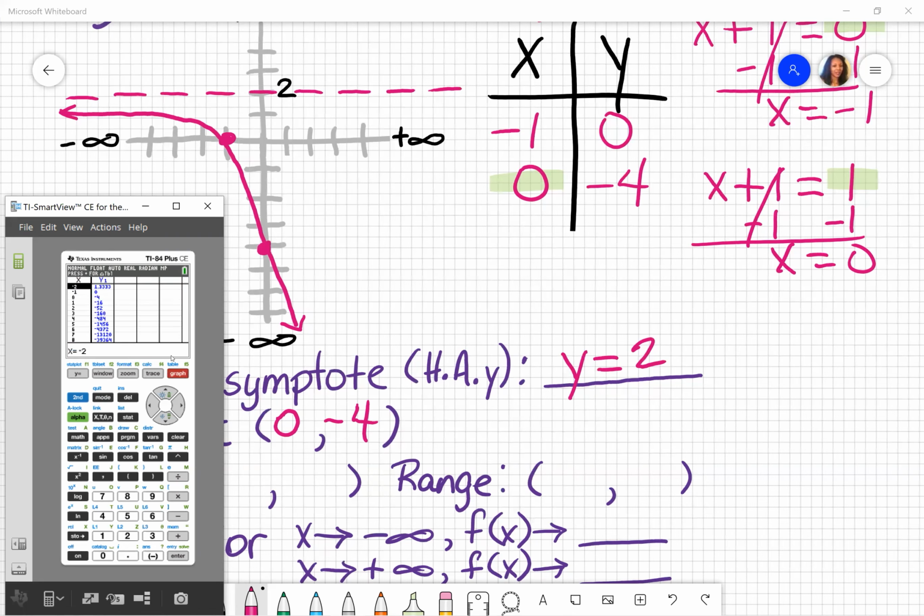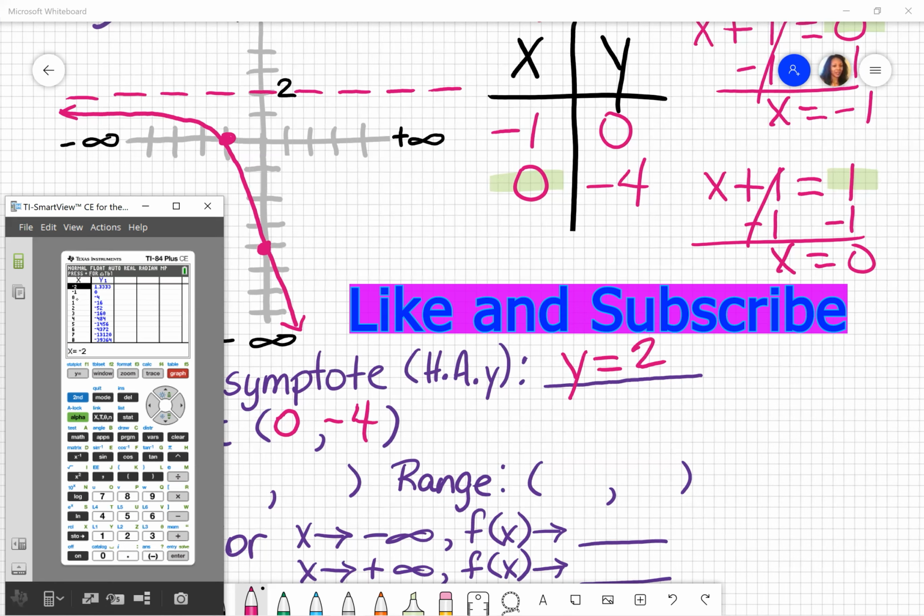The next thing you want to do is go to second and then hit graph again. Above it, it tells you table, which is in blue. And you want to verify that your table is matching what the calculator says. So the calculator does say that x is -1 and y is 0. And when x is 0, y is -4.